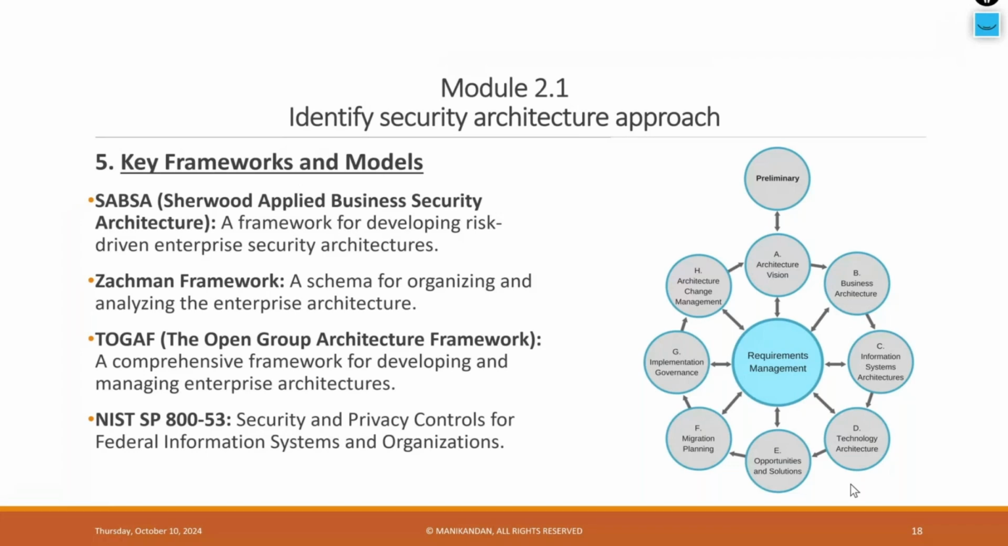So, a live example: we identify the technologies like identity and access management. Then we identify the opportunities and solutions we have, then we do the migration planning, we implement governance, and once the system is transitioned into the production environment, we do the architecture and change management.